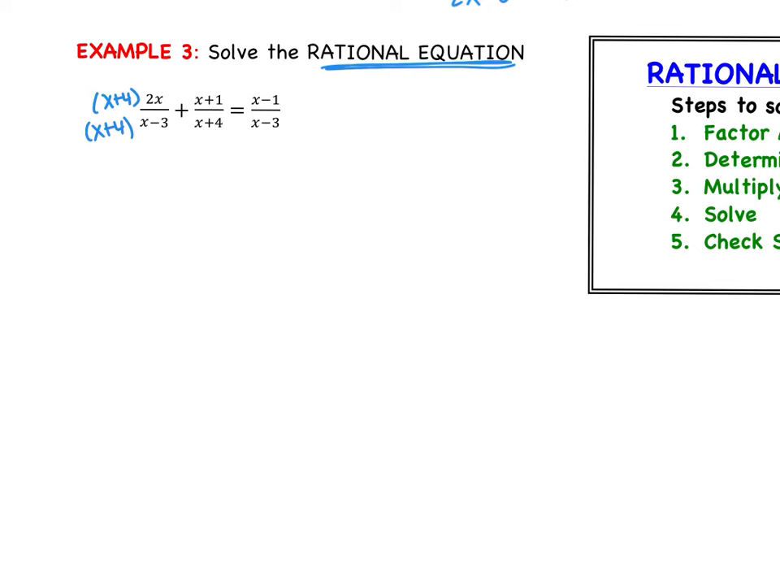This first fraction then has an x plus 4 and an x minus 3. Second fraction has the x plus 4. It needs the x minus 3. So that second fraction needs an x minus 3. You will multiply then by x minus 3. And then the last fraction has the x minus 3. It needs the x plus 4.